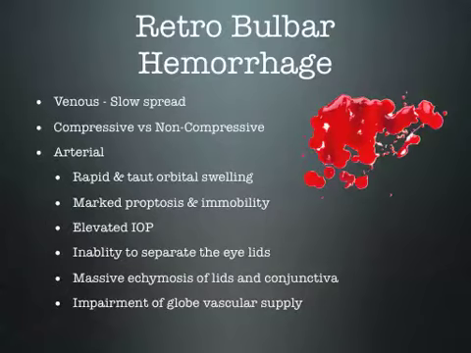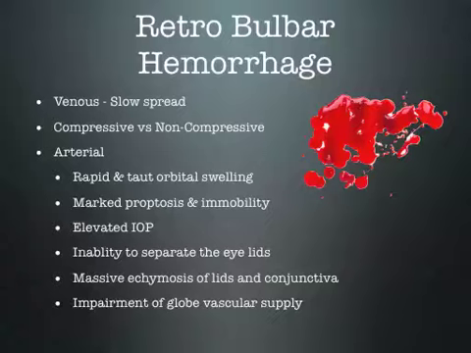So here's the concept of compressive versus non-compressive. I think this concept is pretty self-explanatory. A vein is going to have less blood oozing out, a slow oozing of the blood, and it's going to lead to a non-compressive hemorrhage, whereas an artery is going to cause a compressive hemorrhage. What an artery does is it causes rapid and total lid swelling, proptosis, immobility, elevated intraocular pressure, and the lids are going to be very difficult to separate. So that could be an important sign.